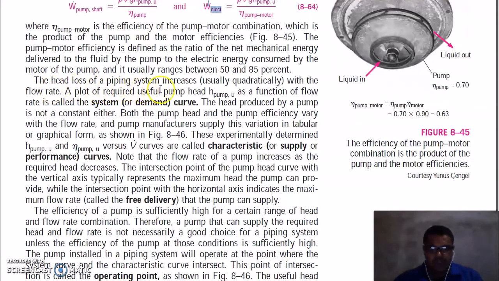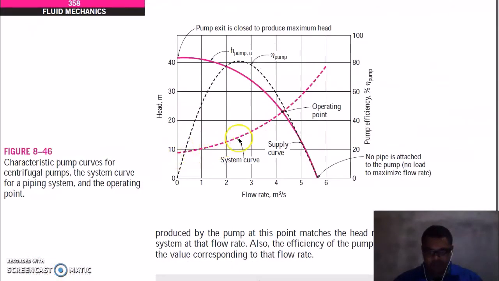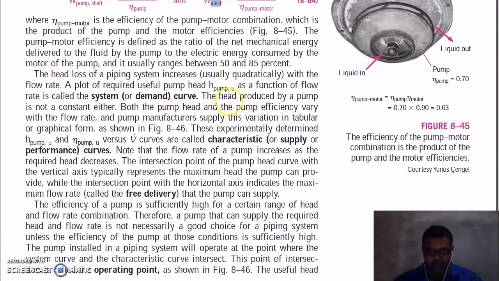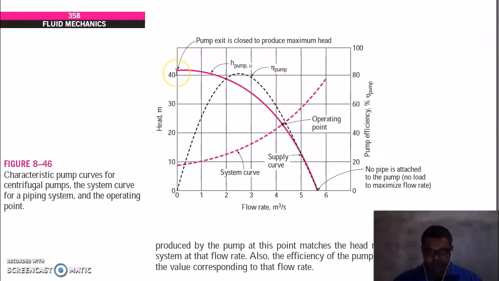The head loss in a piping system usually increases quadratically with the flow rate. A plot of required useful pump head as a function of flow rate is called the system curve. So you can see this is a system curve. As the flow rate increases, your head required will increase. The head produced by the pump is not constant either. Both pump head and pump efficiency vary with flow rate, and pump manufacturers supply this variation in tabular or graphical form. So this is head.